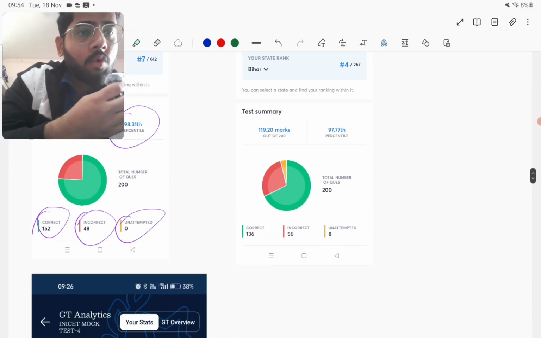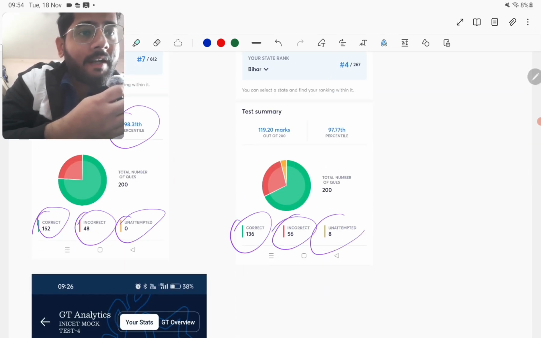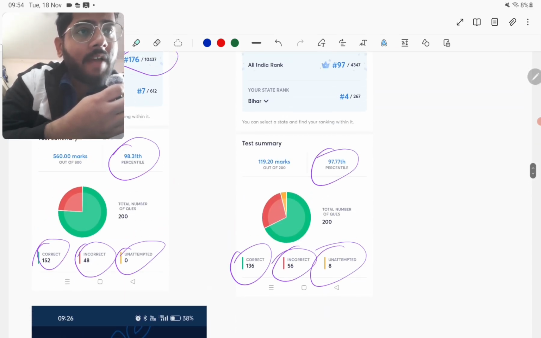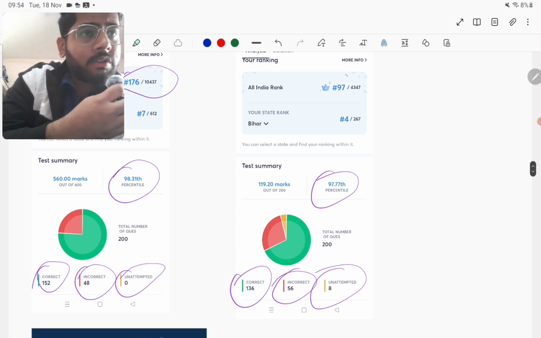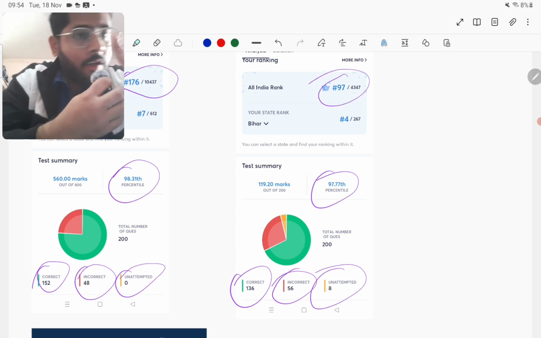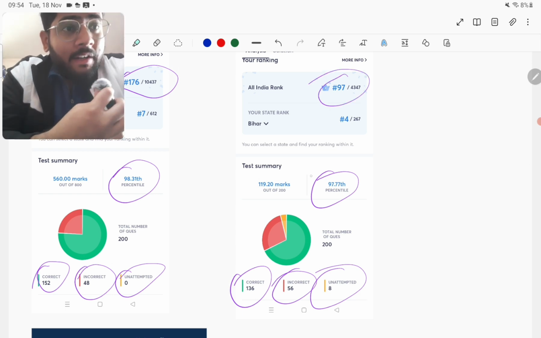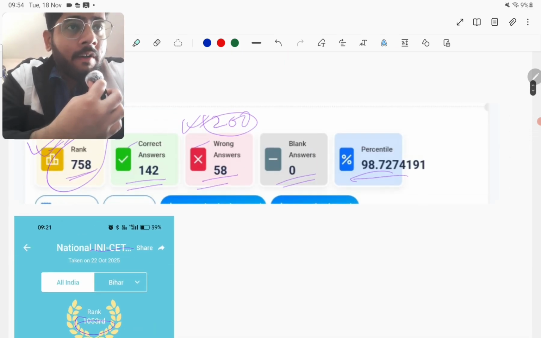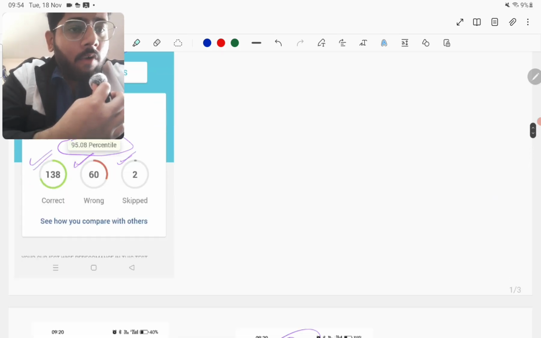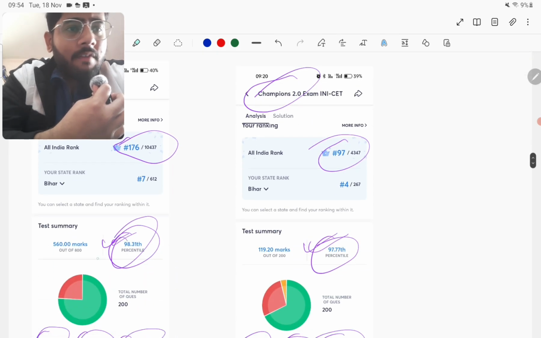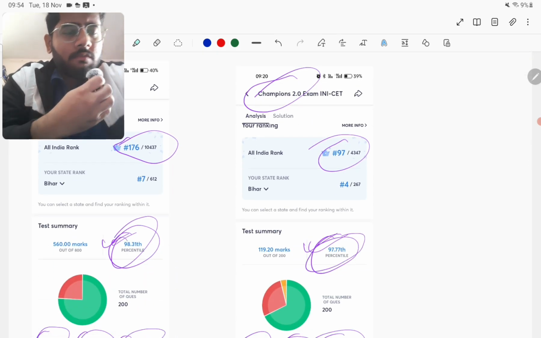Now next is just the Champions 2.0 exam. In that, the score was 136 correct, 56 incorrect, 8 unattempted, and 97.77 percentile. And the rank was 97 out of 4,347 students. So you can see that the percentile was quite accurate, but not that accurate, because the final percentile came out to be 98.727, but it was almost like that only, about 98.31, and in one of them it was 97.77. So yeah, almost near to it.